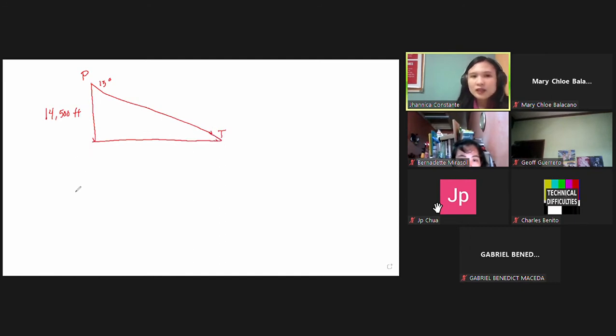It has an angle of depression which is 15 degrees. And we're going to find the distance between the plane that is flying and the tower. So we're going to solve for this side of the triangle, the distance between the plane and the tower. Since the angle of depression is 15 degrees, using the concept of transversal angle, this angle is also equal to 15 degrees.